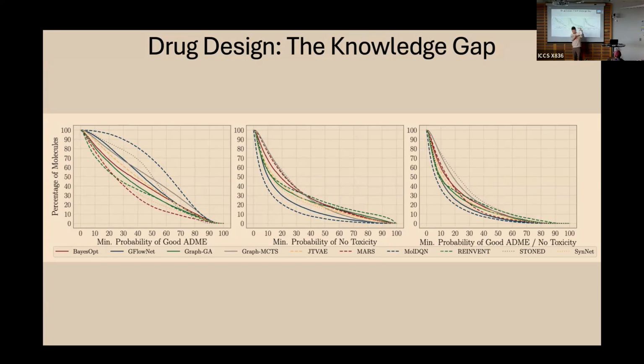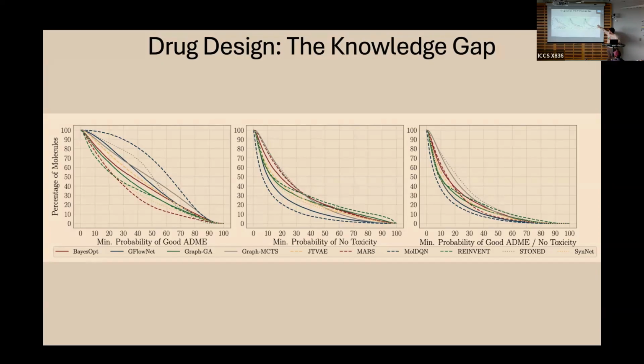So we took the top 10% of molecules proposed by these methods, which are still millions of molecules, and reading this plot, what it says is, if you want at least a 90% chance of good ADME properties, according to this classifier, you only get to keep about 5% of your molecules. Okay? So of your top 10% of molecules, we're going to throw 95% of them out because we're filtering now. They're going to have bad ADME properties.